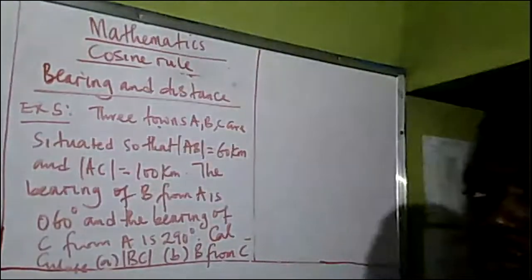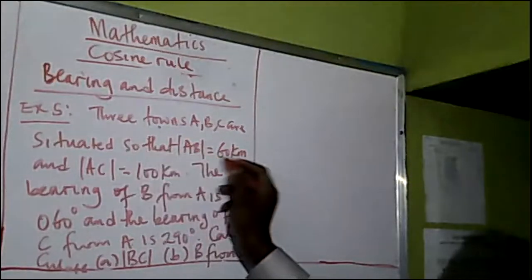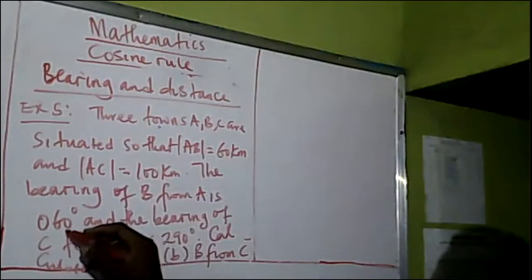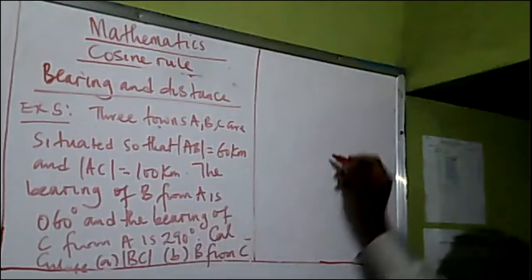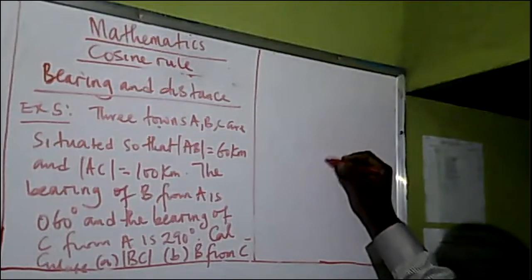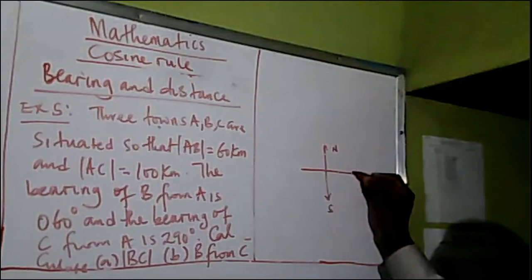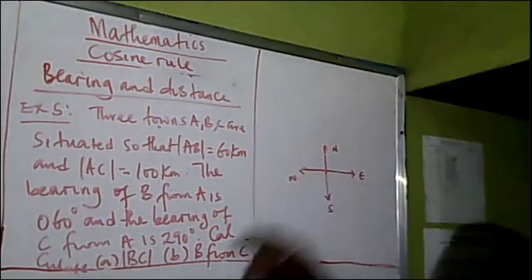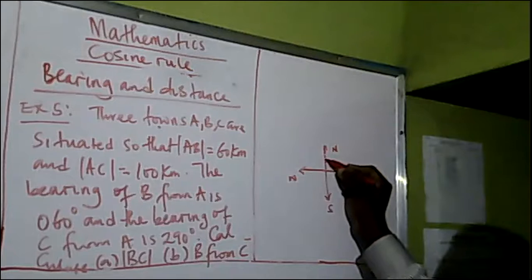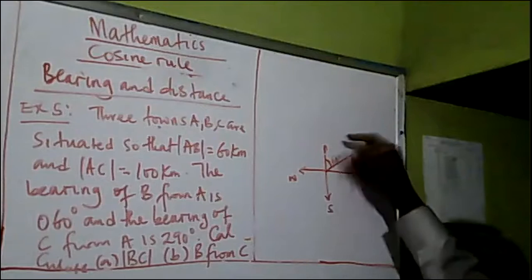All right. So if we are going to solve this now, three towns A, B, C are situated so that AB is 60 kilometers and AC is 100 kilometers. The bearing of B from A is 060, and the bearing of C from A is 290. So our bearing is from A. Remember north, south, east, west. This is a 3-digit bearing, 060 degrees. We start from north, 0 to 60. It will not complete 90, so this place is taken as 60 degrees. This is your north.